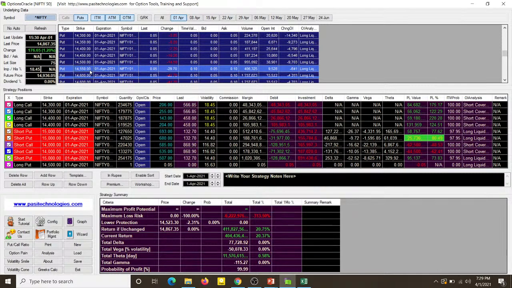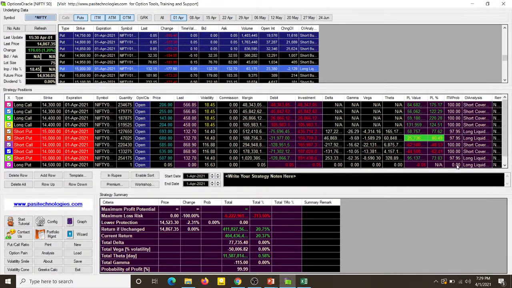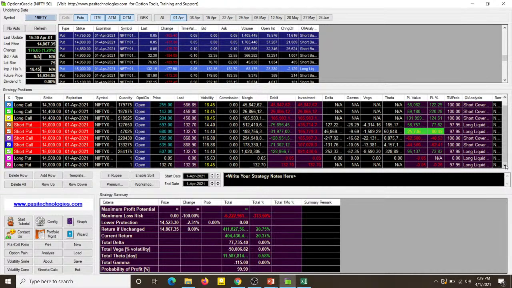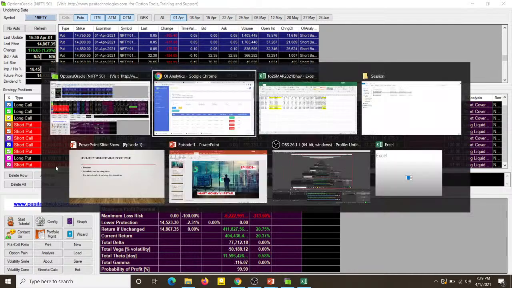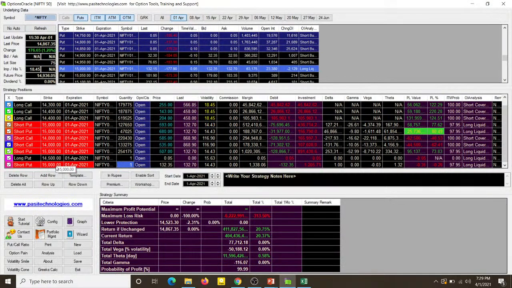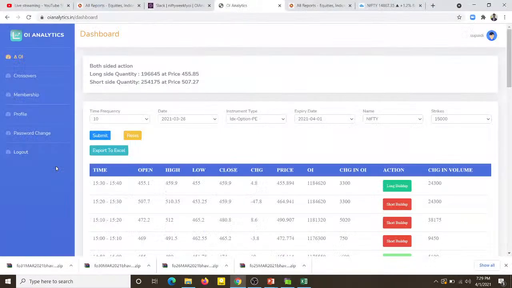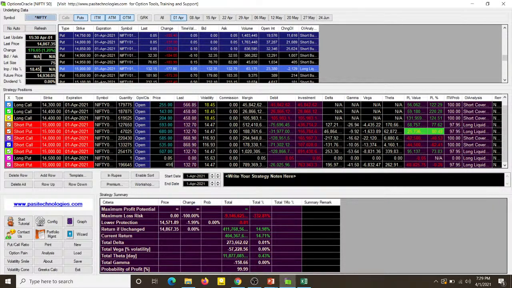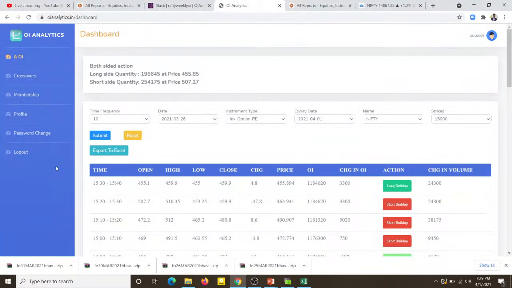And we'll need to add one more row of the same 15,000 put for a different entry, correct? So we'll change this to short put. 196,645 at 455 or 456, correct? Yeah, 456. That's what we have added.